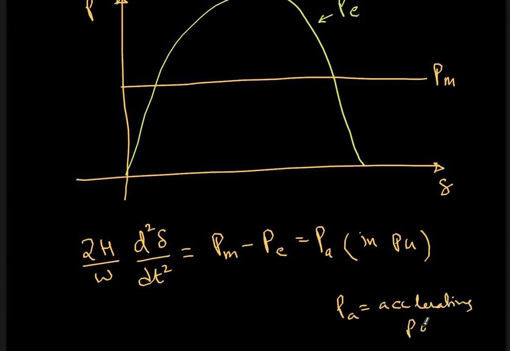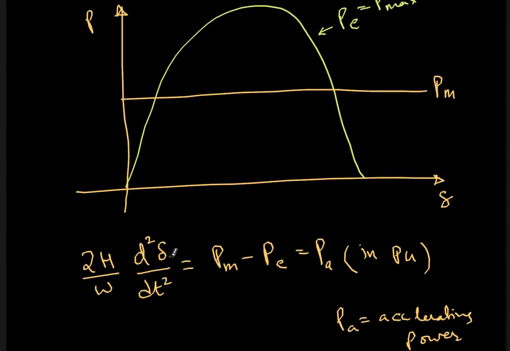accelerating power. As the name says, if Pa is positive, that is, the PM mechanical power is more than the electrical power, then the rotor will accelerate. Otherwise, the rotor will decelerate. So we are operating at this point because PM is equal to PE and this is a stable point, this is an unstable point. So at this point PM equals PE and we are operating at time t equal to 0. So here delta naught is the present steady state angle.